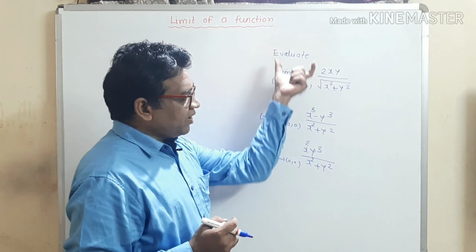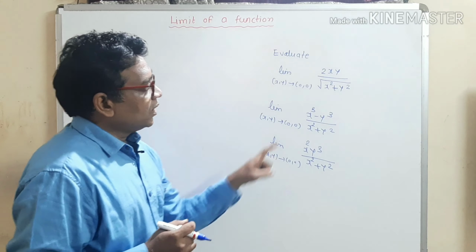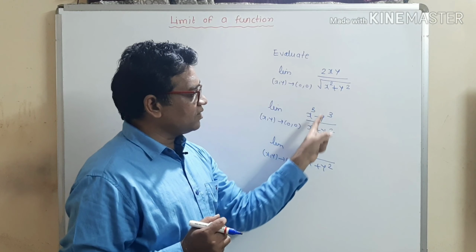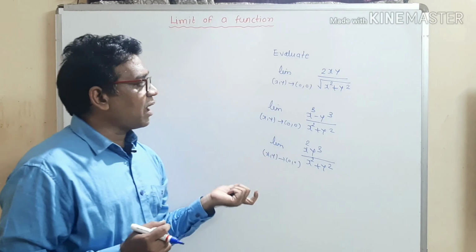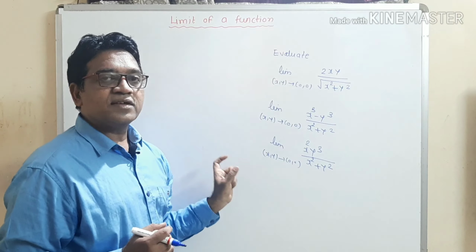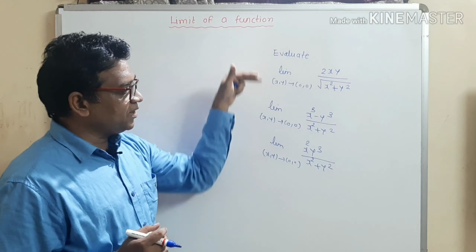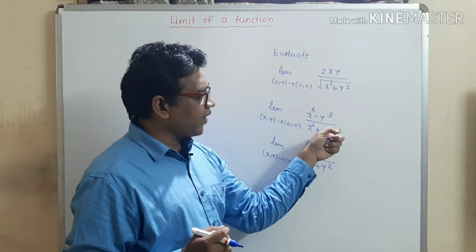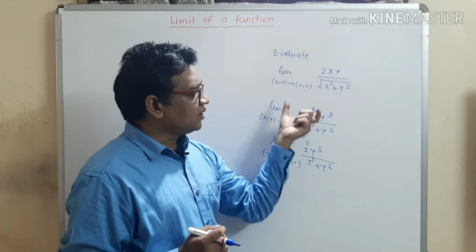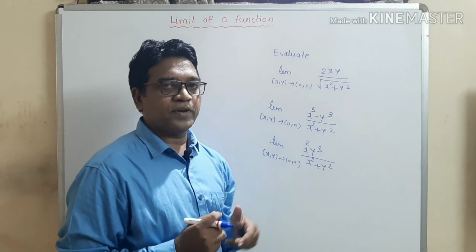Now if we observe these three functions, what is our observation? The denominator contains the factor x² + y². This is the particular identification for these three functions. What is the uniqueness between these three examples? The denominator contains the factor x² + y².